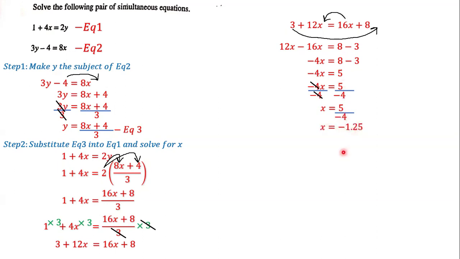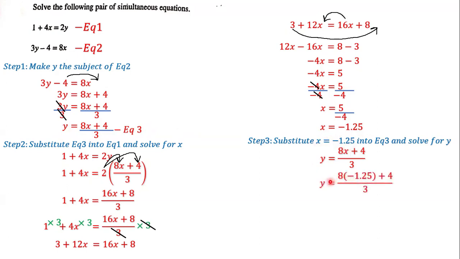And so now, since we know the value of x, that x is equal to negative 1.25, we are going to use this to solve for y. How are we going to do this? Well, we're going to take x and substitute it into equation 3. This is equation 3 right there. Equation 3 is y is equal to 8x plus 4 all over 3. And we know that x is equal to negative 1.25. And so we take our value for x and put it into this equation.